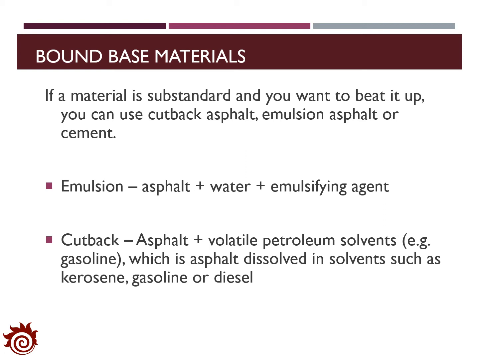Here, emulsion means that you will mix the asphalt with water and an emulsifying agent. Cutback means the process of adding a volatile petroleum solvent, such as gasoline, to the asphalt. With that, the asphalt will be dissolved in solvents such as kerosene, gasoline, and diesel.